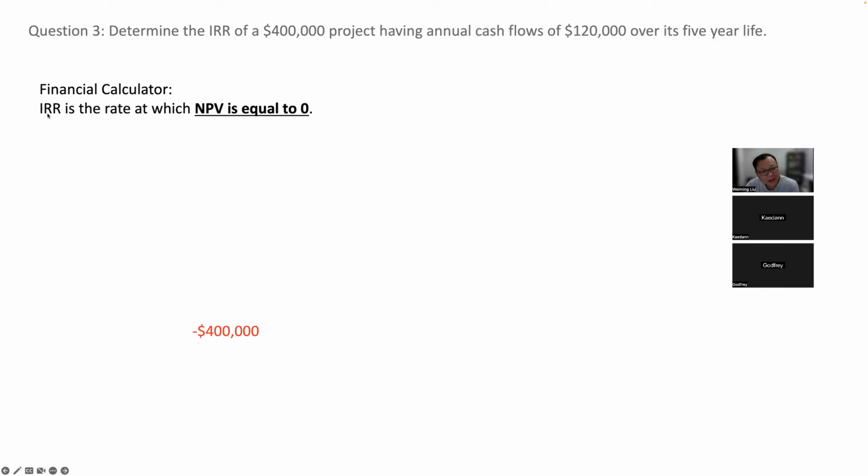So does this make sense? So internal rate of return is the rate at which the net present value of the project equals 0.